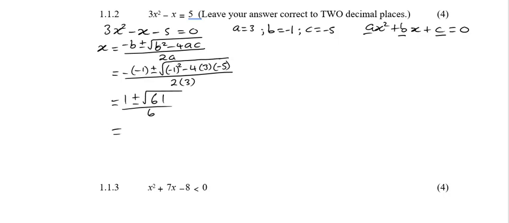And then, since we must give the answer to 2 decimal places, the first x is 1,47. The other x will be equal to negative 1,14. Then that is all the answer.